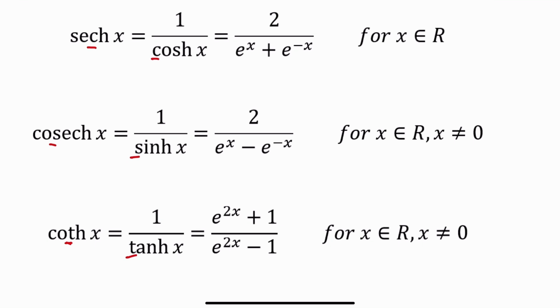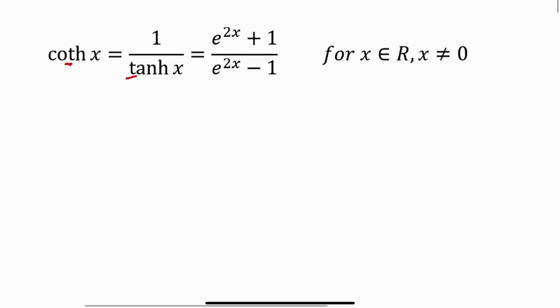So if you're plotting these things as a graph, that means there must be a discontinuity at x equals 0. x equals 0, remember, is just your y-axis. So your y-axis is going to be an asymptote.